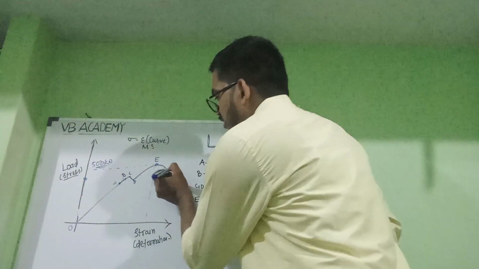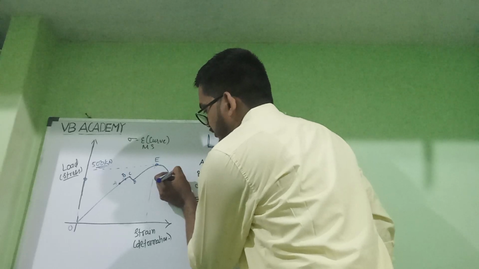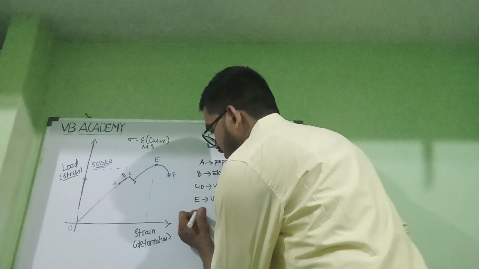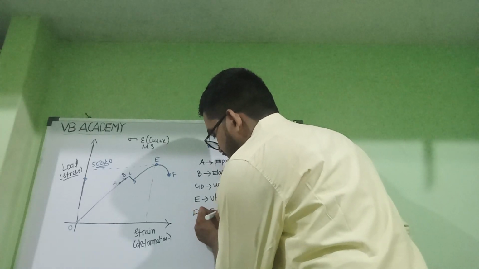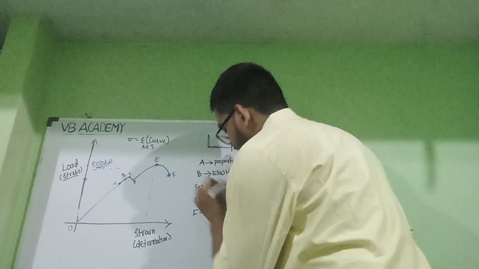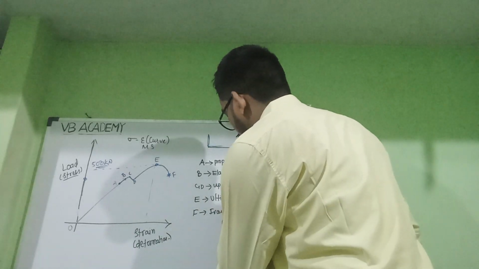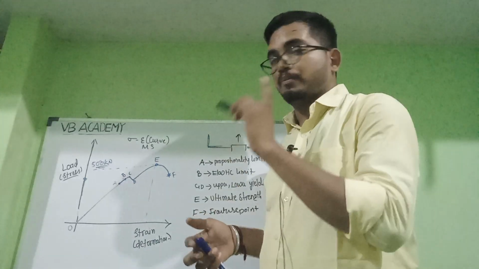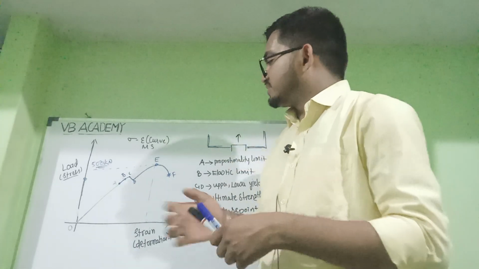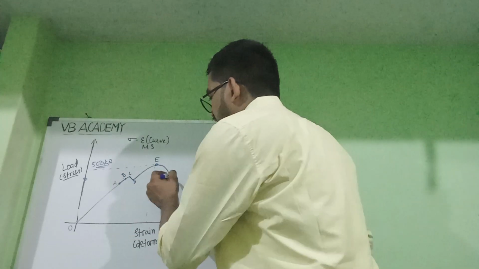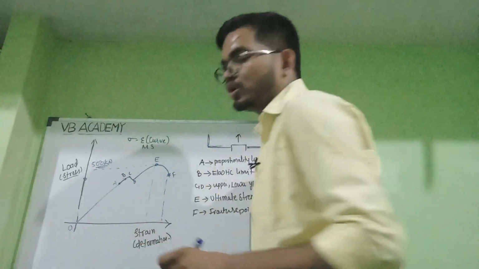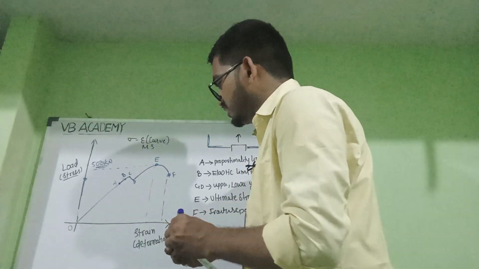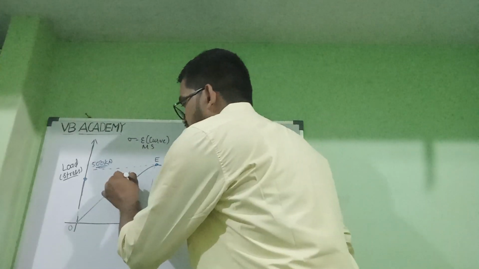This is the last point, fracture. F means what? Fracture. Fracture point means at this point the body will break. Now this is the total area under the stress strain curve, or the load versus deformation curve, right? This is the total area under this curve.